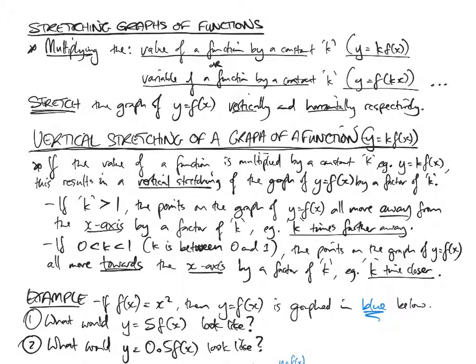This is another video on graphing functions and transformations of them. So last time we talked about translating functions, now we're talking about stretching graphs of functions, and that occurs by multiplying the value of the function or the variable of the function by a constant k. So if the value of the function is multiplied by k, this is what you'll find, it's f of x times k. Or if the variable of the function is multiplied by k, it's the function of k times x. These both result in stretching of the original graph y is equal to f of x. The first one is vertically, and the second is horizontally stretching.